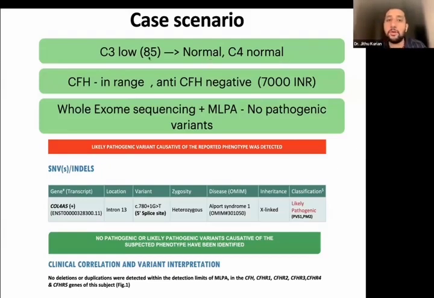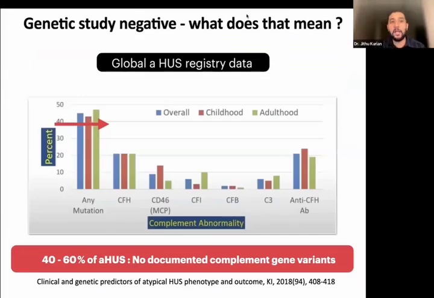So in our scenario, C3 was low initially and became normal. C4 was normal. CFH was done, which was in the normal range. The anti-CFH was negative. It cost about 70,000 and was done in Pune, at KEM. Whole exome sequencing and MLPA were done; MLPA is mainly done to find CFHR deletions and duplications, which are sometimes not picked up in whole exome sequencing. All of it was negative in our patient.